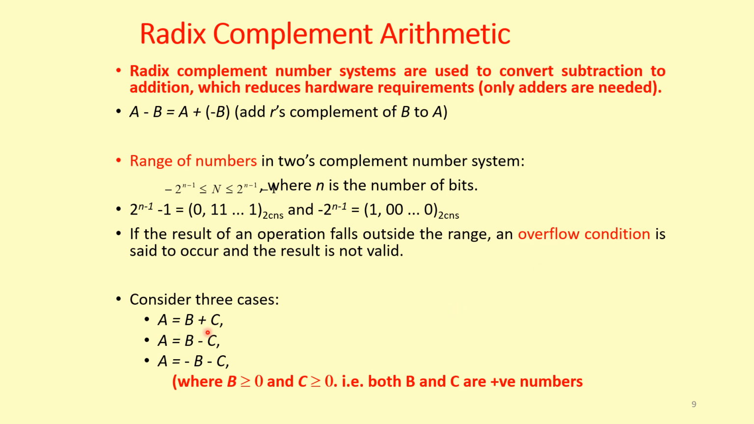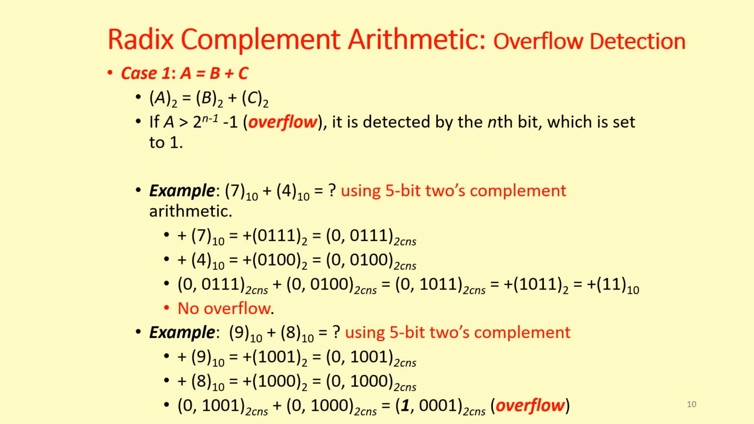Let's consider we have two numbers B and C, and in all these cases we'll be considering both B and C to be positive numbers. The first case is adding two positive numbers. Here overflow may occur. The second case is subtracting a number from another number. In this case the overflow will not happen because the result will become smaller. In the third case, when you are adding two negative numbers, overflow may also occur. So in the first and third cases overflow can occur, in the second case it cannot.